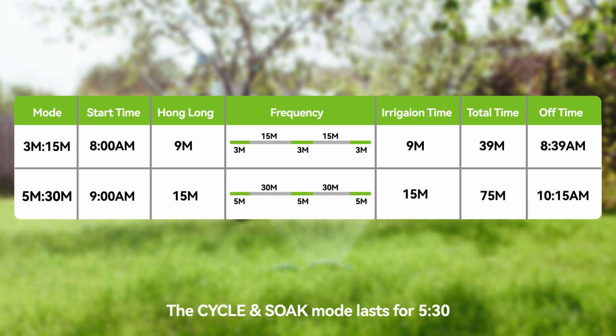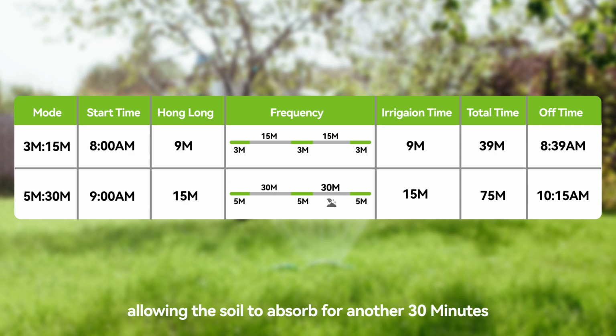The cycle and soak mode lasts for 5:30. The start time is set at 9 a.m. The how long setting is 15 minutes. The timer will water for 5 minutes, allowing the soil to absorb for 30 minutes, then water again for 5 minutes, allowing the soil to absorb for another 30 minutes, and then water again for 5 minutes.